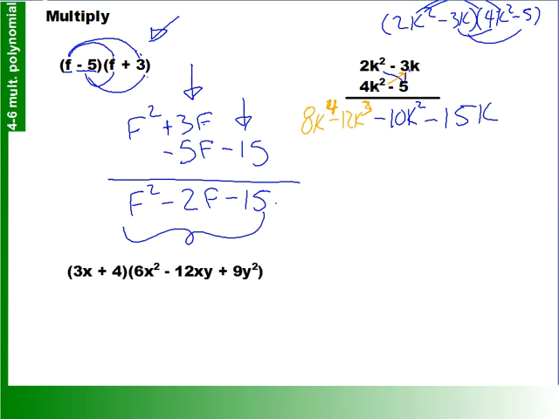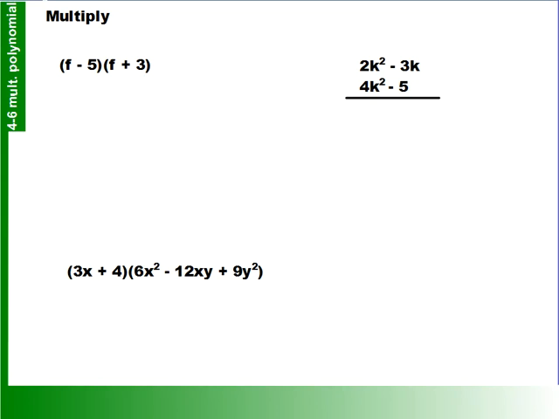All right. Finally, the last type of problem that you may be seeing this week is multiplying a binomial with a trinomial. And the process is the same. It just means you have one extra multiplication, really. So let's go ahead and do our rainbows and smiley faces. 3x times 6x squared is going to be 18x to the third, because we add the exponents. 3x times negative 12xy is going to be negative 36x squared y. 3x times 9y is going to be positive 27xy squared.